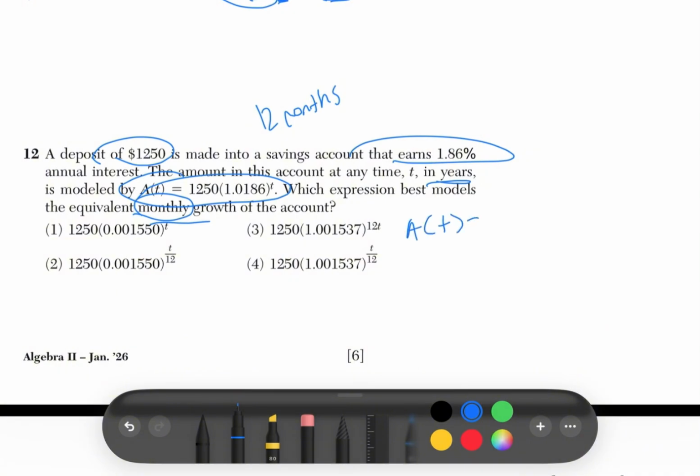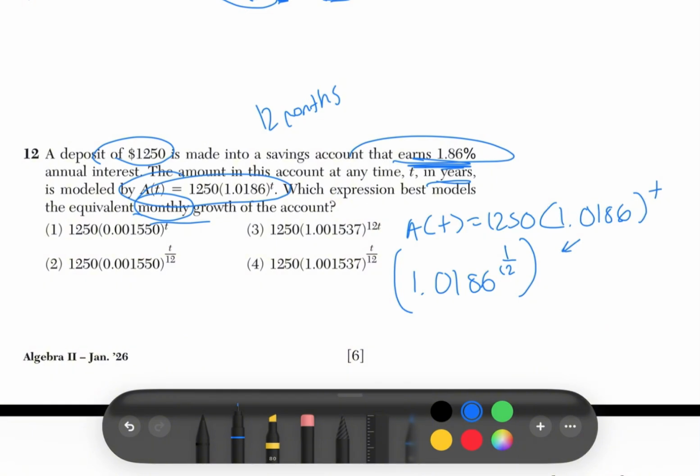So I'm going to rewrite it. A of t is equal to 1,250 times 1.0186. So in this case, since we're doing monthly, that means that we need to do this 12 times. So we're going to do 1.0186 to the power of 1/12 because we're looking for the monthly growth. Since this is the yearly growth, to find the monthly, we need to do 1/12 of that. But since we're also doing it overall in a year, we need to do this 12 times. So if we simplify this, we're going to get around 1.001537. So we can get rid of 1 and 2, and our answer is going to be 3.